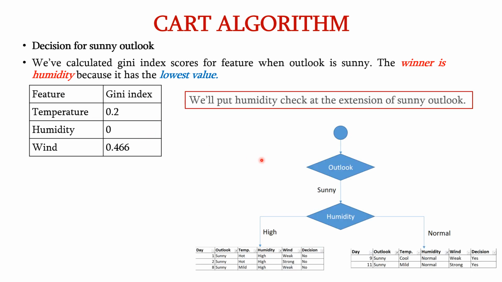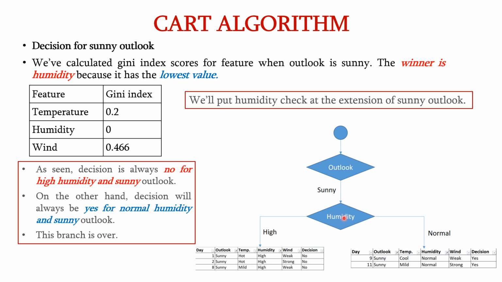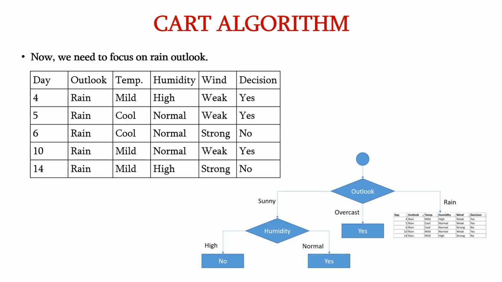So we can put the humidity check at the extension of the sunny outlook as shown in this diagram. In this diagram we can note that the decision is always no for high humidity and sunny outlook. Similarly, the decision will always be yes for normal humidity and sunny outlook. So these two branches are over, and they can be labeled no and yes respectively. As mentioned in our previous slide, for sunny outlook, high humidity is labeled as no and normal humidity is labeled as yes.